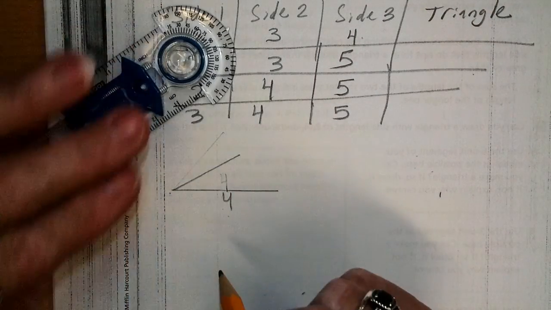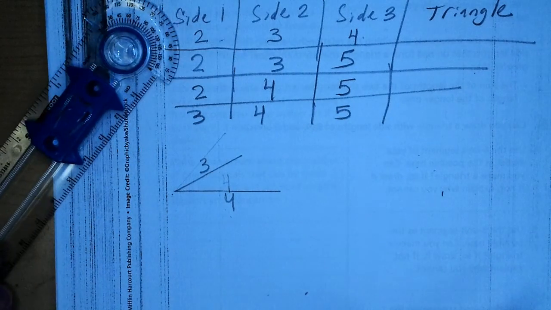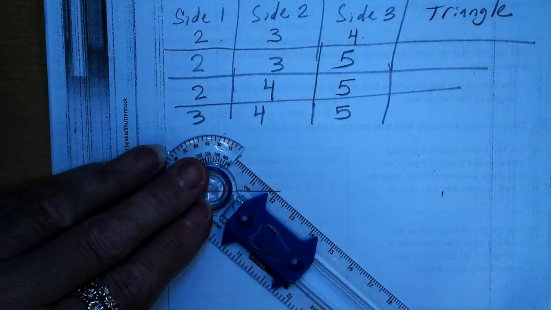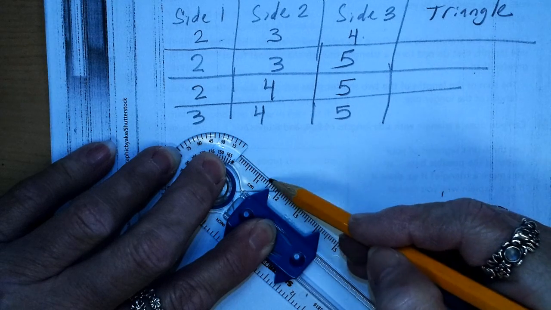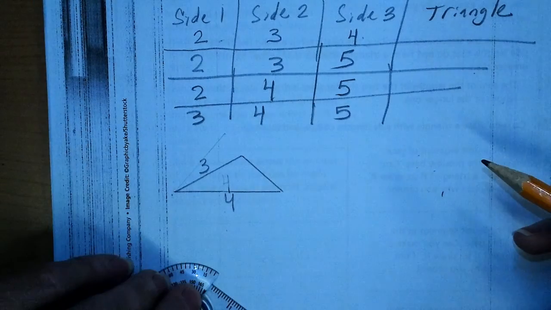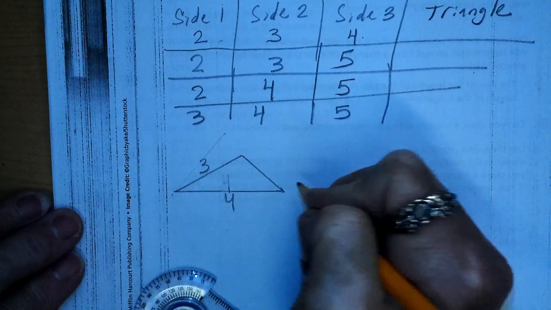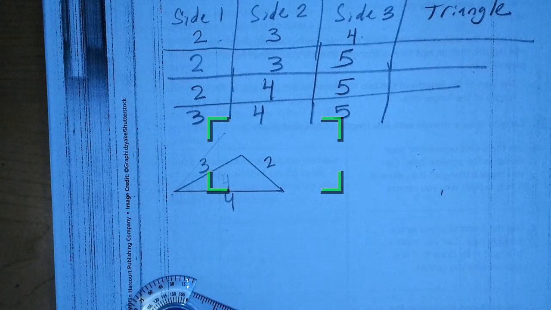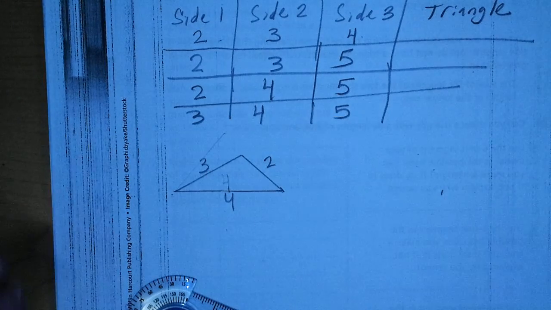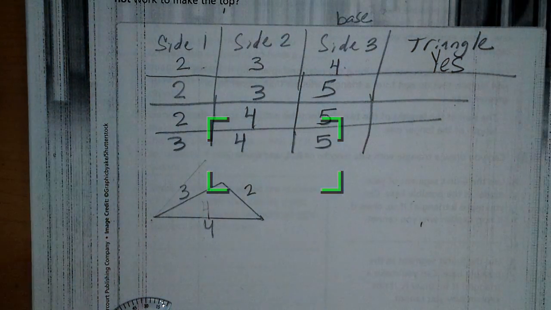So I'm just going to kind of temporarily draw a light little line. And this is going to be 3. Then I'm going to see, well, can I get 2 to connect? And I did. Well, I don't know if I could do that again if I tried. Okay? So then that would be a 3 by 2 by 4. Okay, so as you can see, does it make a triangle? Yes.